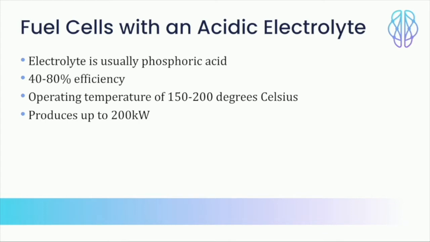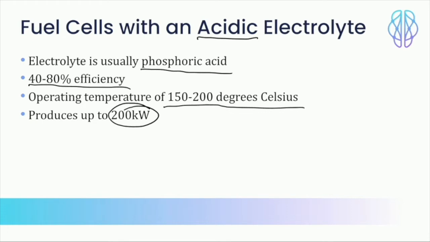There are four key points that you need to know. Firstly, the electrolyte is, although acidic, in specific it's usually phosphoric acid. They have a lower efficiency compared to fuel cells with alkaline electrolytes, and they operate at about 40 to 80% efficiency. They have a much higher operating temperature of about 150 to 200 degrees Celsius, and they have a good power output of about 200 kilowatts.